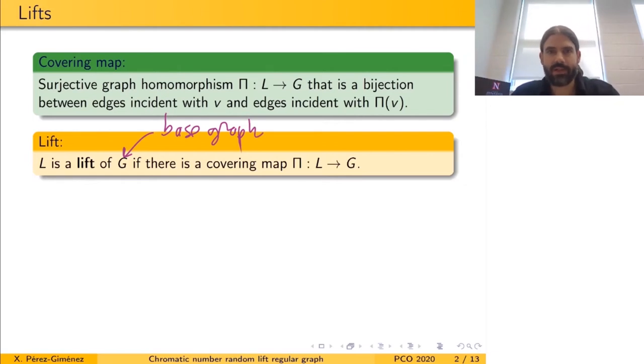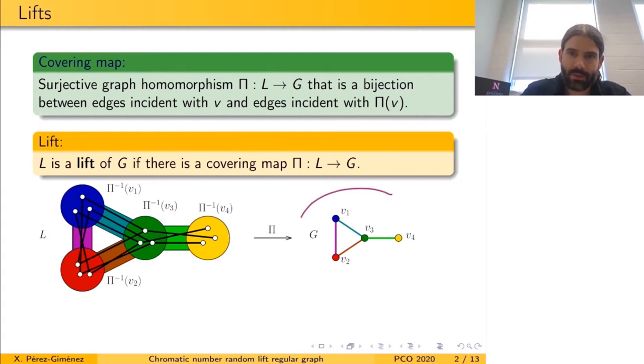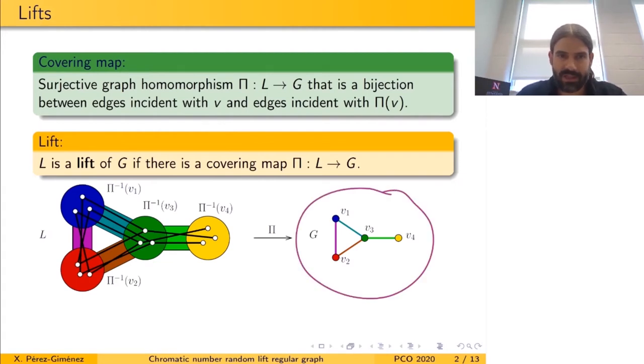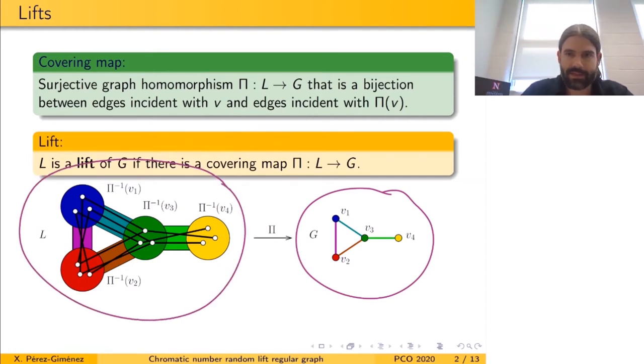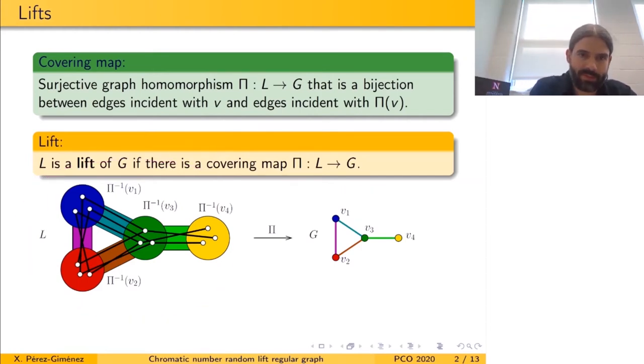Okay, so this definition is a lot easier to understand with an example. So if this is my base graph G, this graph here, L, is a lift because this is clearly a graph homomorphism. Each of these bins is mapped to the vertex with the same color, and it's easy to see that it's a homomorphism, it is surjective, and also for each vertex v, there's a clear bijection of the neighborhoods or the incident edges.